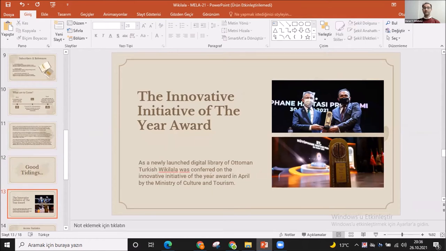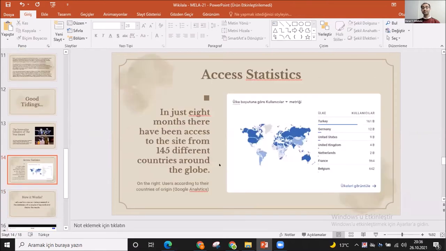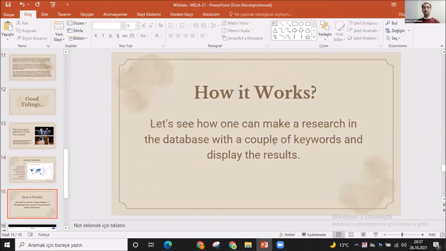as the Innovative Initiative of the Year award in April of this year by the Ministry of Culture and Tourism in Turkey. And the accessible statistics here show the first five or seven countries: Turkey, Germany, United States, United Kingdom, Netherlands, France, Belgium. Many users from all around the globe are using this database, it seems.